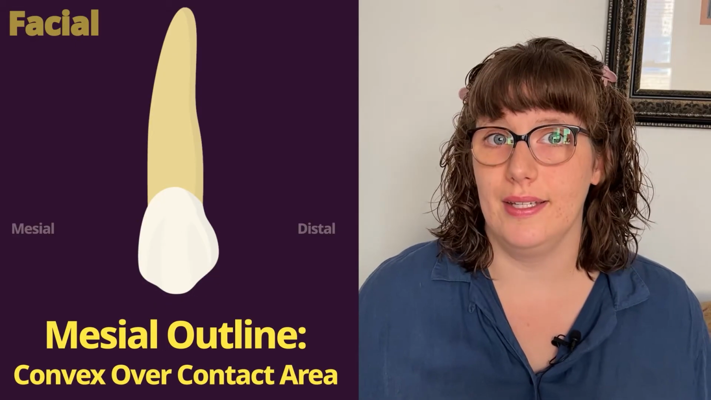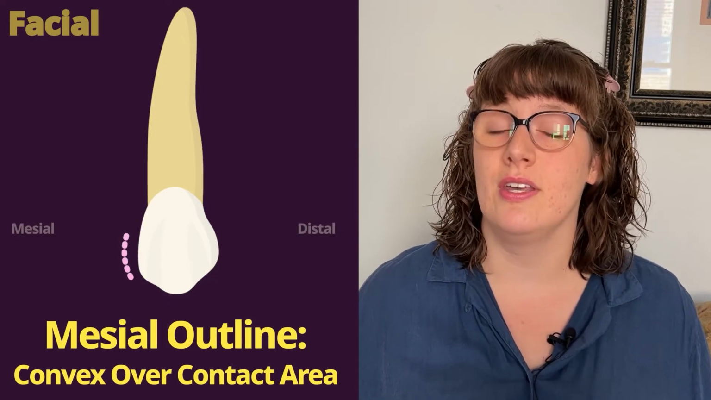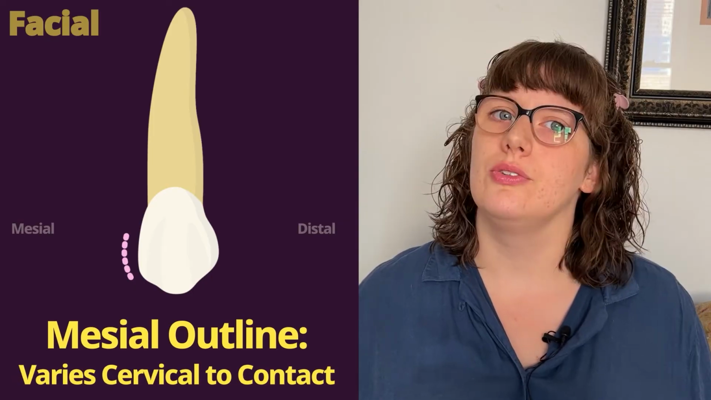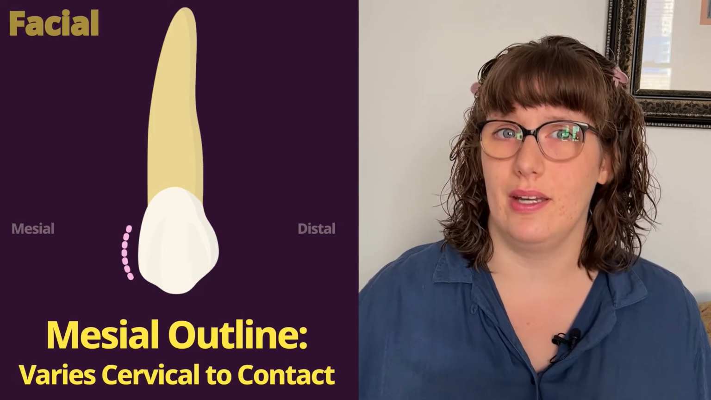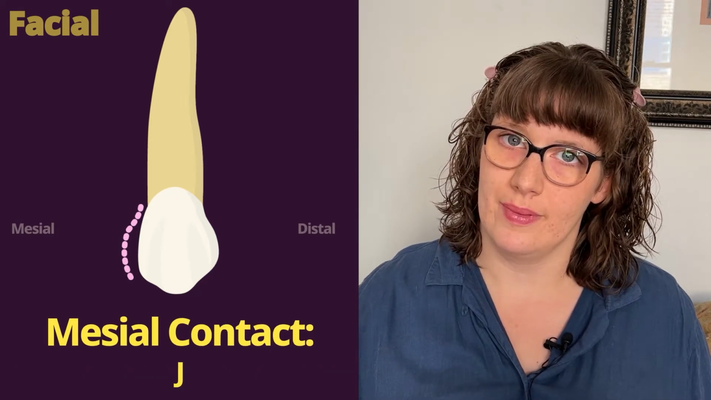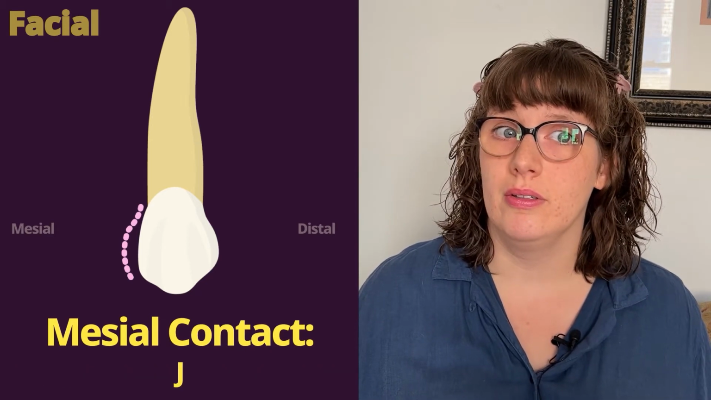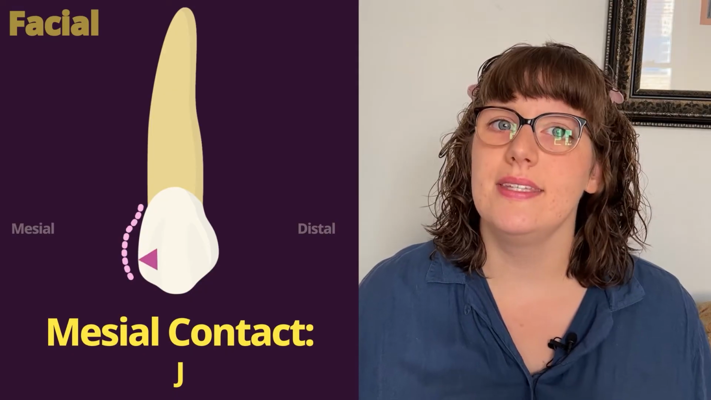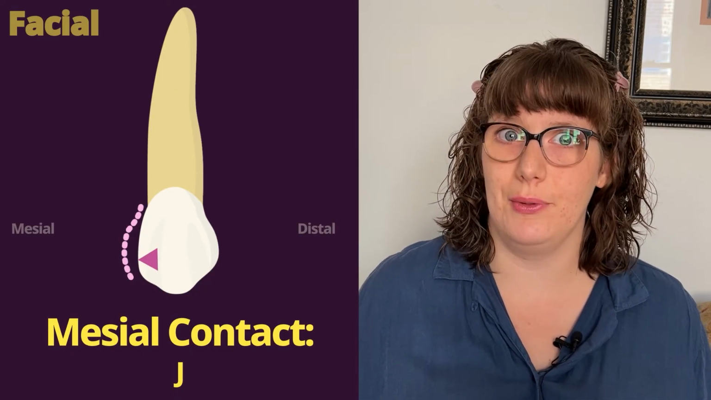The mesial outline of the maxillary canine is convex over the contact area. Towards the cervical, it could be convex, straight, or even have a slight concavity to it. The mesial height of contour, or contact point, is at the junction of the incisal and middle 1/3.